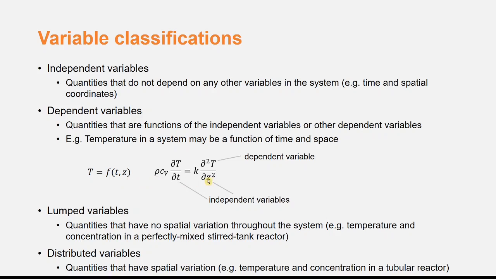In this example, are ρ, the density, Cv, the constant volume heat capacity, and K, thermal conductivity, dependent or independent variables? The answer is, it depends on whether you assume them to be independent of temperature, pressure, and composition or not. Is the equation linear or nonlinear? The answer is linear if ρ, Cv, and K are constant. Note that the second derivative term is a linear term.